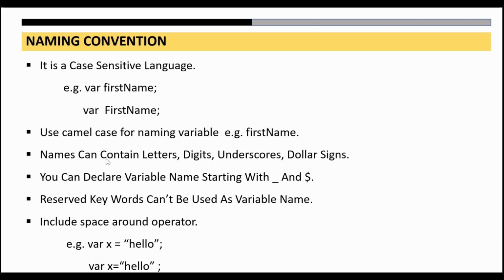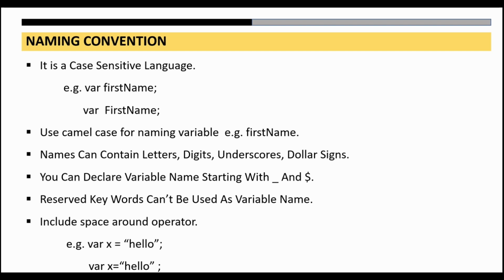And your names can contain letters, digits, underscores, dollar signs, anything can come in your names. There is no restriction in that. In fact, we can declare a variable starting with underscore and dollar sign. In fact, this dollar sign and underscore is used maximum when you are writing code for some backend part. Then you use these underscore and dollar sign a lot there in declaring a variable for the backend part. We cannot use reserved keywords as the variable name.